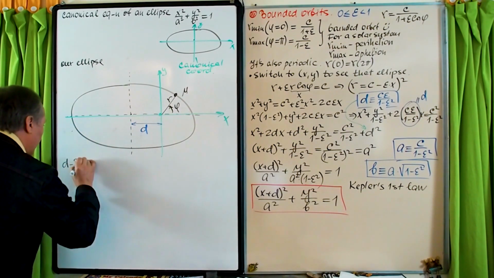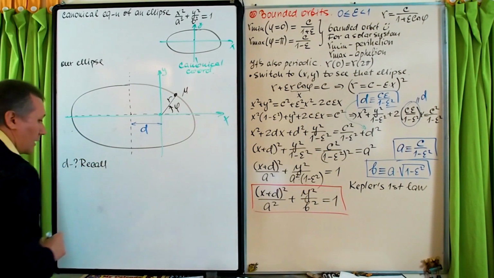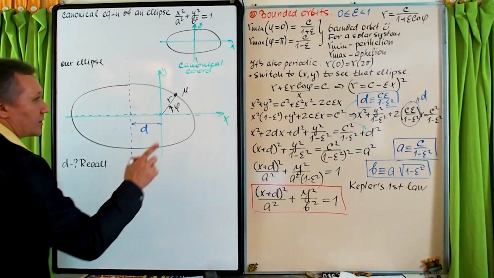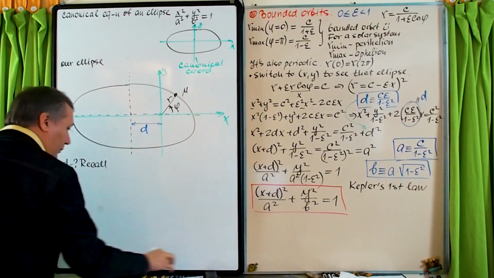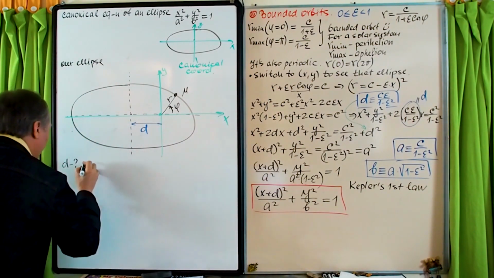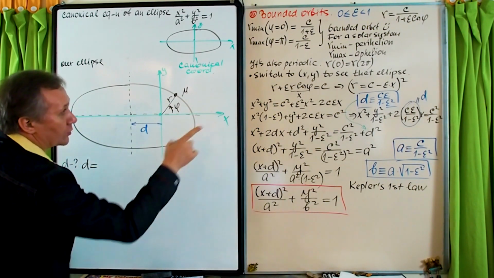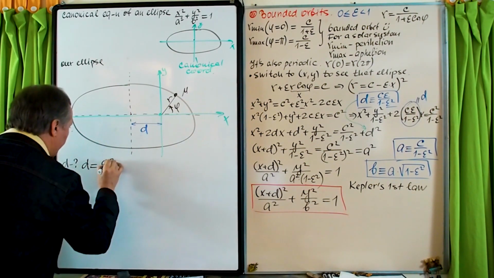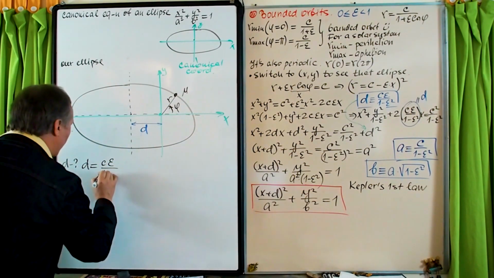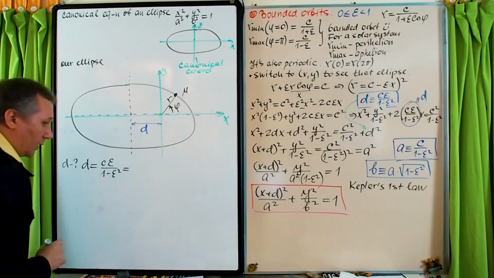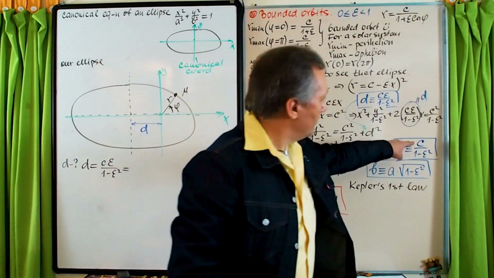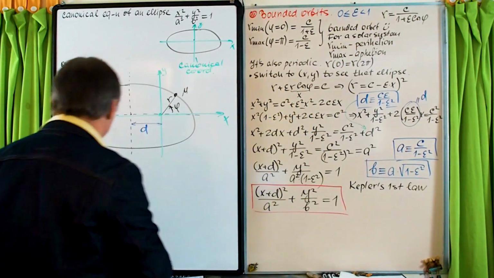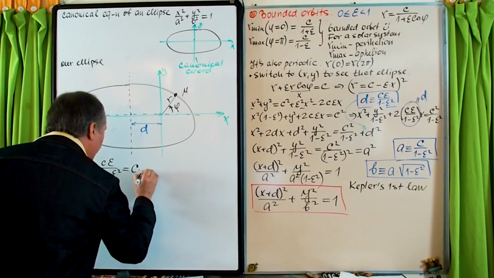And let's recall the focal distance. Or maybe, you know what, let me start with the definition of d. It's c times epsilon divided by 1 minus epsilon squared. So c over 1 minus epsilon squared is the semi-major axis. So it's equal to c times a.